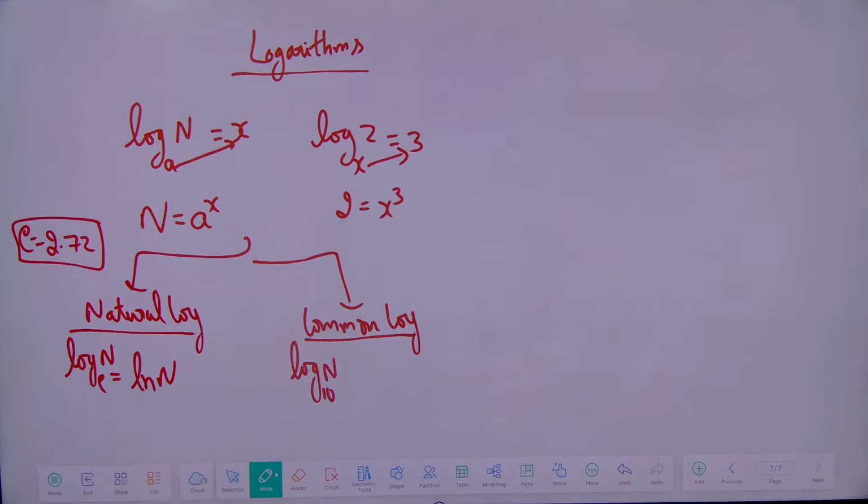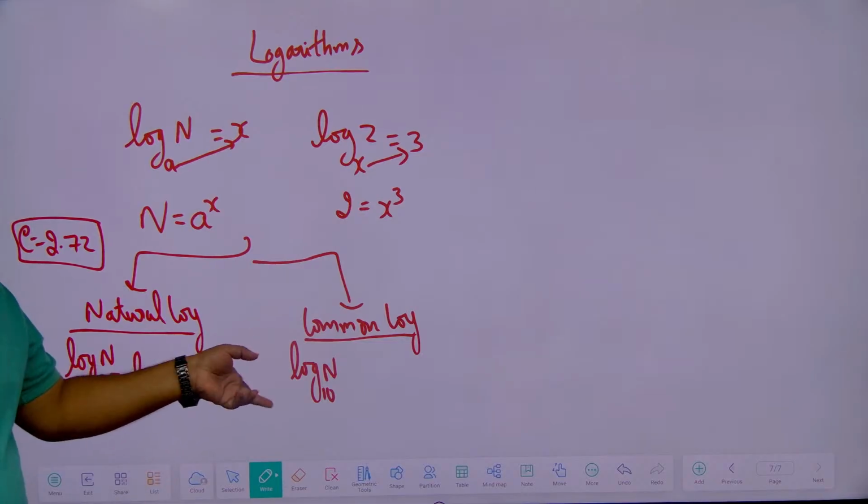In the questions they may give natural log, but in the options they will give common log, or the reverse. In physics they can ask this. So you should know how to relate between these two.